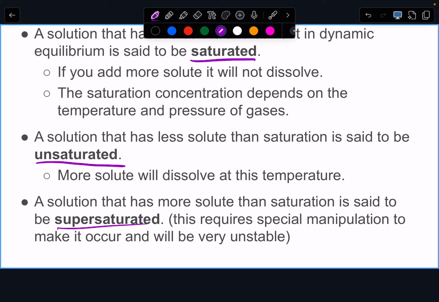Like I said, it usually involves a process of heating it up, dissolving the stuff, and then cooling it back down. And this tends to be really unstable. So if you have the right conditions, usually if there's another crystal of that solid present, the things will start to, we say, come out of solution. So they'll start to reform as a solid and not be dissolved anymore.